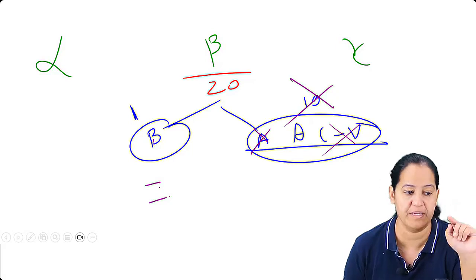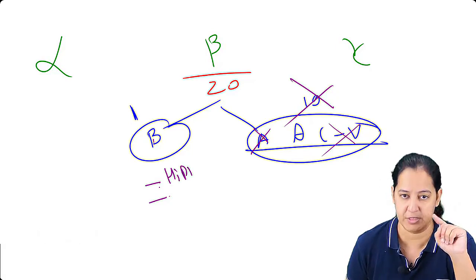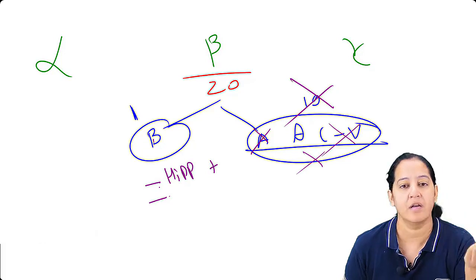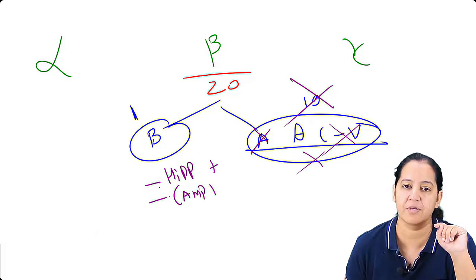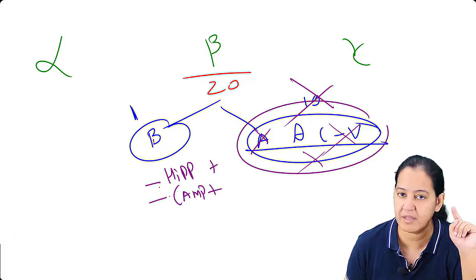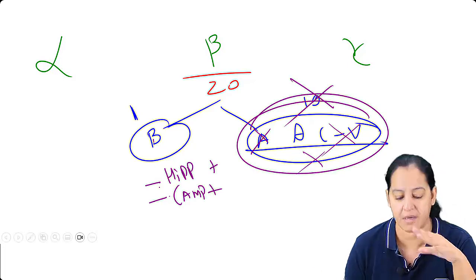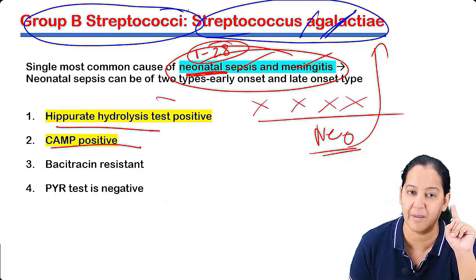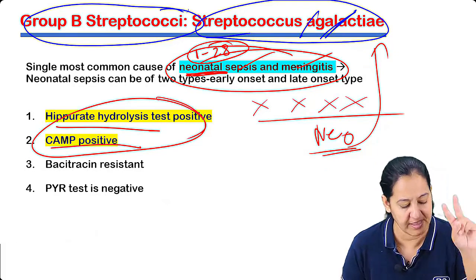So tell me 2 unique properties. One is it is hippurate positive. I will explain what hippurate is. No other bacteria is hippurate positive. Number 1. Number 2, it is CAMP positive. Other bacteria are CAMP positive, but among these 19, no other is CAMP positive. So hippurate positive and CAMP positive. Hippurate and CAMP are something unique.